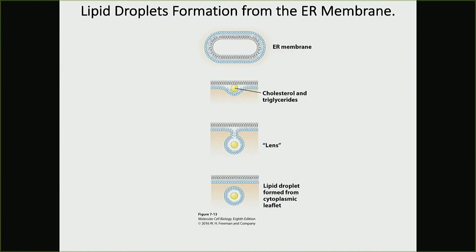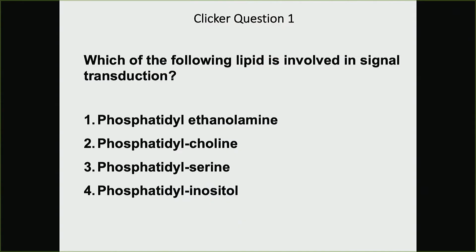So here is how this is actually formed. The cholesterol or the triglycerides are formed from the endoplasmic reticular membrane. This is a typical lens formation, showing how these monolayers are formed. And these are the transportation of your triglyceride and cholesterol in your body. Classic example of these.